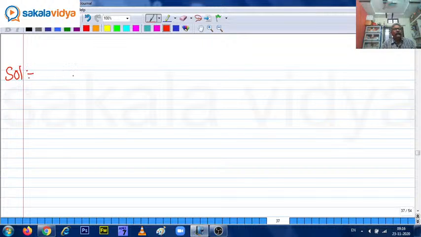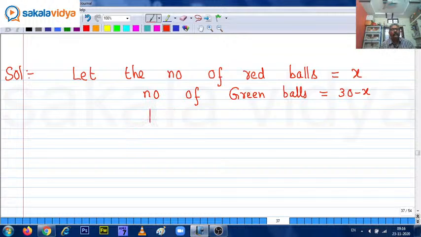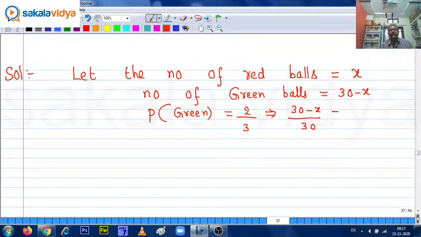Solution. Let the number of red balls equal x. Obviously the number of green balls, total 30, is 30 minus x. Probability given, probability of green equal to 2 by 3. So that implies probability of green means favorable cases 30 minus x upon total 30 equal to 2 upon 3. 3 1s are 3, 3 10s are 30. Cross multiplication. So that implies 30 minus x equal to 20. So x equal to 30 minus 20, 10. That means red balls equal 10.